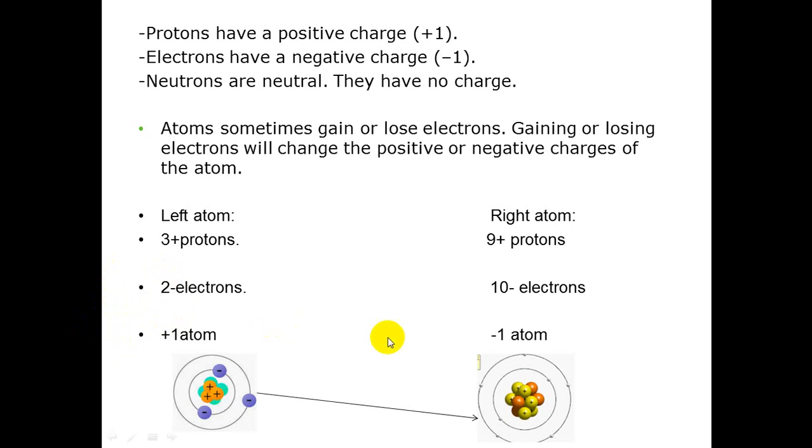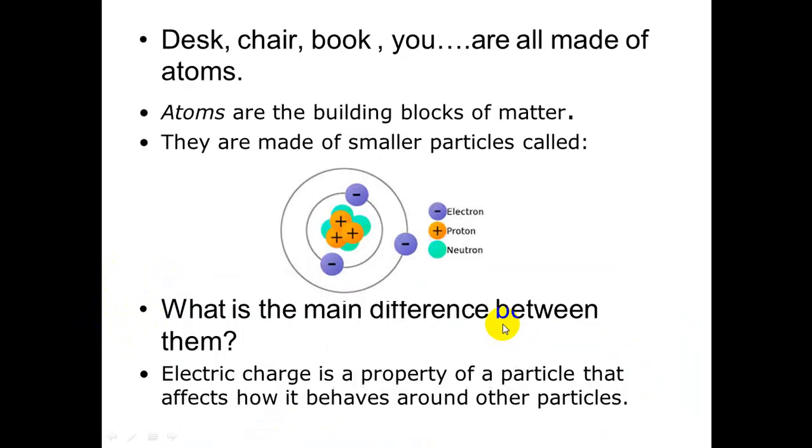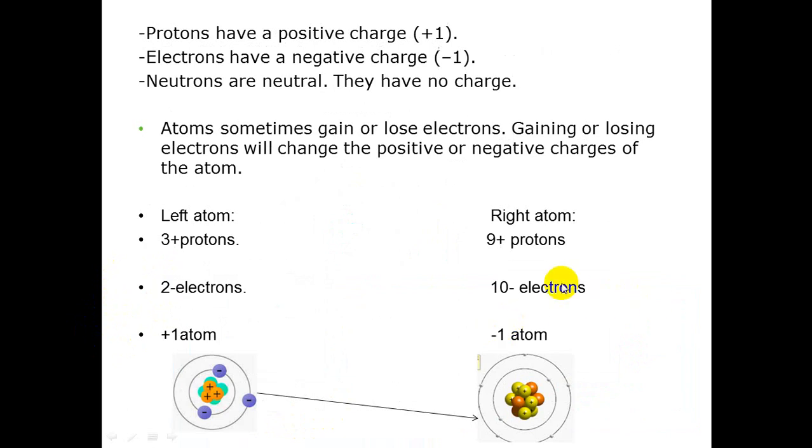What about the right atom? The right atom was 9 protons and 9 electrons, but when it gained 1 electron, it became 10 electrons, so the atom has a minus 1 charge.